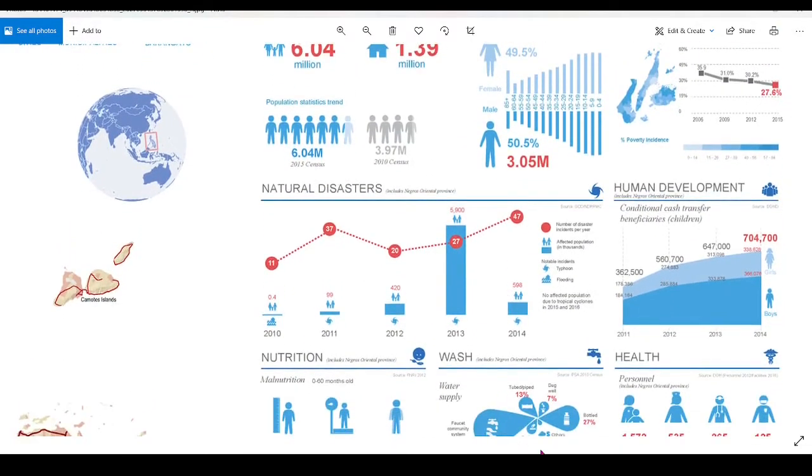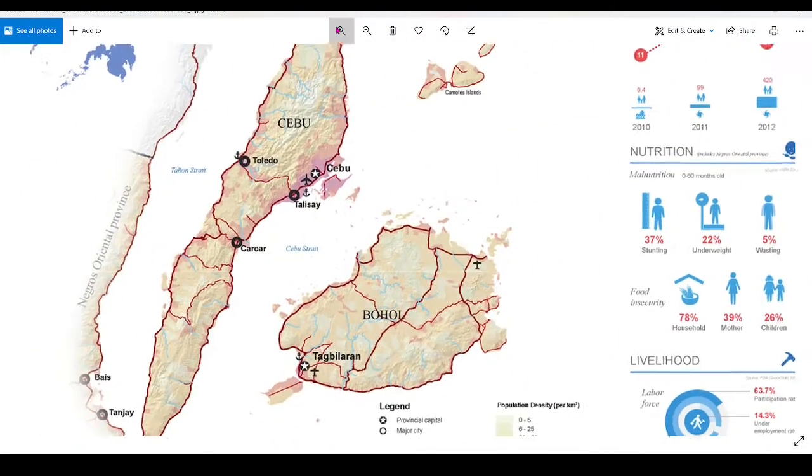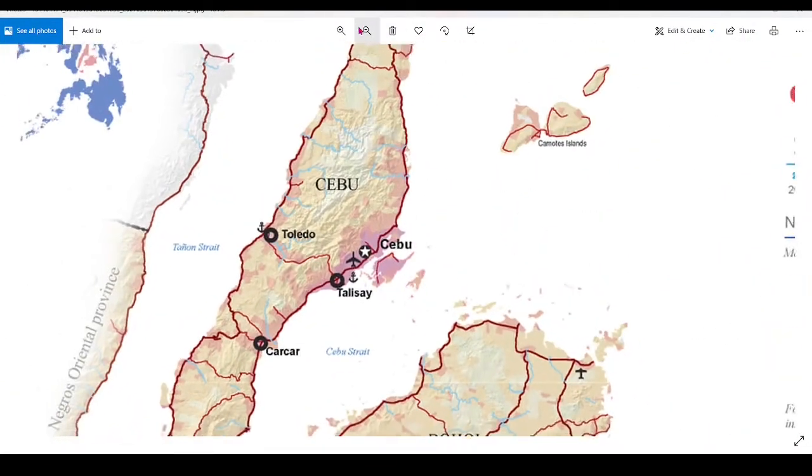And then the challenge for Cebu province is that, let me zoom in here.